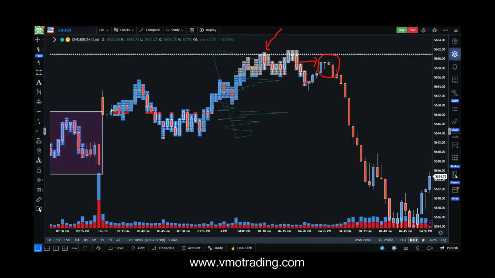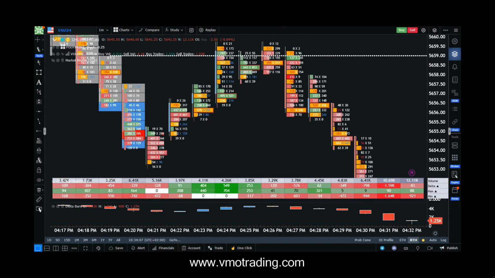But after hitting the level the second time, we see a new single print zone on a micro level, and have a look at the order flow when price approached this micro level again. So when prices hit the macro zone for the second time, we see sellers coming in with imbalances on the order flow. As a day trader, you always have a few choices.